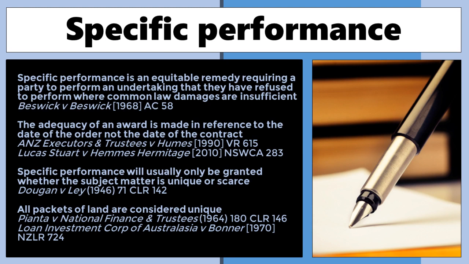So a 17-year-old can't actually ask for specific performance because, as I mentioned the other day, talking about contracts for necessities, minors, if they were buying something like a diamond ring, it's not a necessity. So the other side can't enforce the contract against them. So they can't get an order for specific performance in those situations.